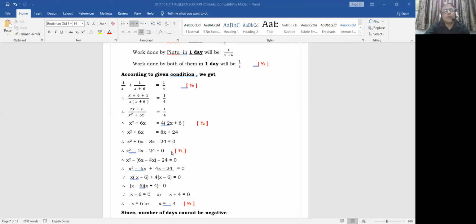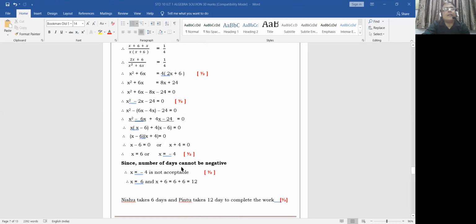Got it? Okay, further. Now x is what? The number of days. So we need to write the reason. Number of days cannot be negative, so x cannot be minus 4, or number of days cannot be negative, therefore x equal to minus 4 is not acceptable. So any of these reasons, if you have written, give half mark. And then the final answer, Nishu should take 6 days and Pinto takes 12 days to complete the work. So half mark for this.